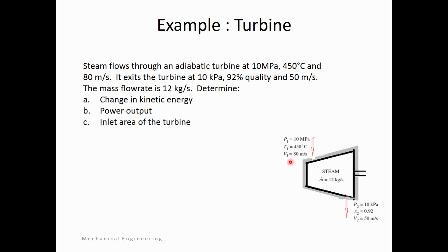It exits the turbine at 10 kilopascal, 92% quality, and 50 meter per second. The mass flow rate is 12 kilogram per second. We want to determine the change in kinetic energy, power output, and inlet area of the turbine.